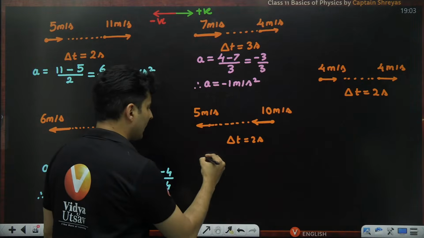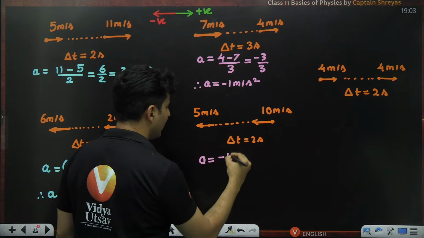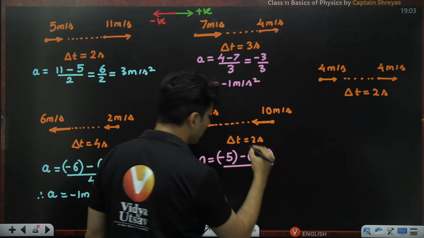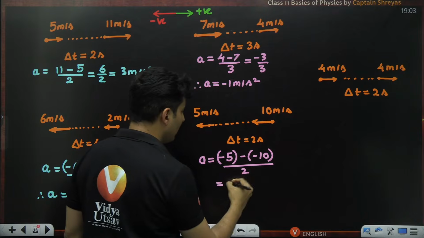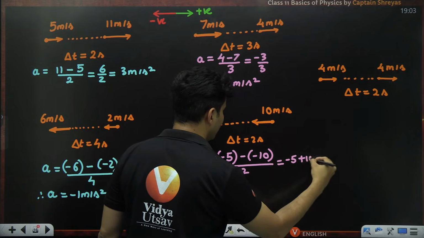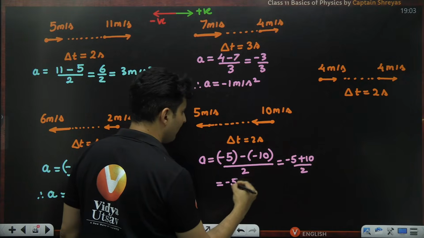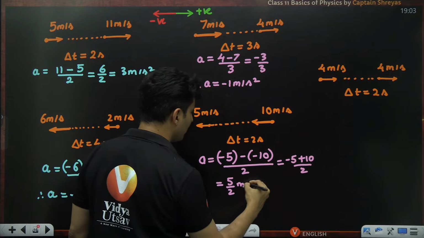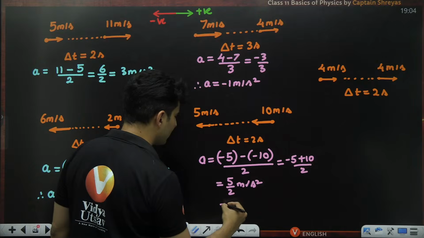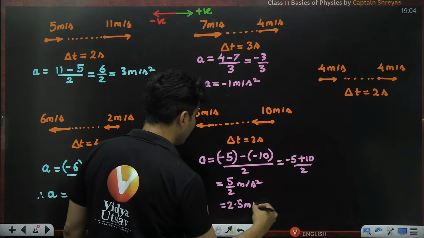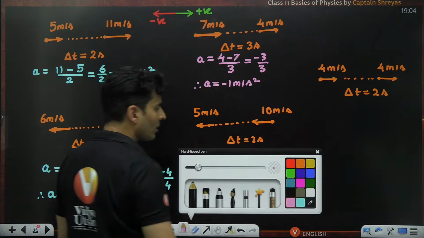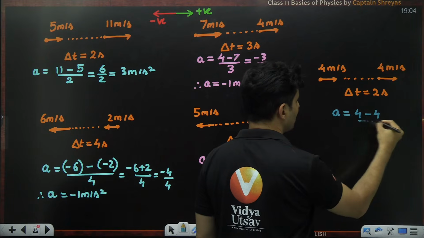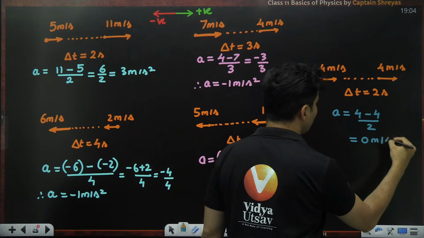Let's go over here. Acceleration will be final velocity -5 minus initial velocity -10, because it is pointing in the left direction, divided by 2. So it will be nothing but -5 plus 10 by 2. Sorry, it will be just plus 5 by 2 meters per second square, which is 2.5 meters per second square. That is the acceleration. If you look at the last problem over here, the acceleration will be final minus initial by time, which is nothing but 0 meters per second square.